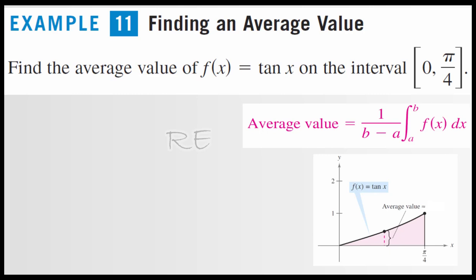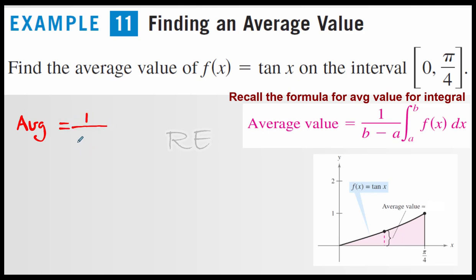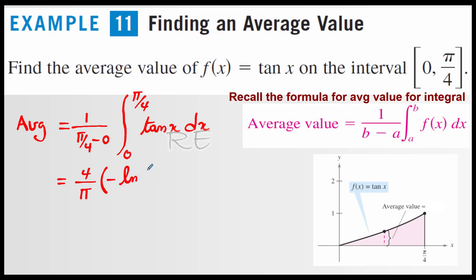We're going to find the average value of tangent x between 0 and pi over 4. The formula for the average value is 1 over b minus a times the integral from a to b of f of x dx. So b is pi over 4 and a is 0, the lower boundary. So it's 1 divided by pi over 4 minus 0, times the integral from 0 to pi over 4 of tangent x dx. 1 over pi over 4 is equal to 4 over pi. And the integral of tangent x is equal to minus ln the absolute value of cosine x, going from 0 to pi over 4.